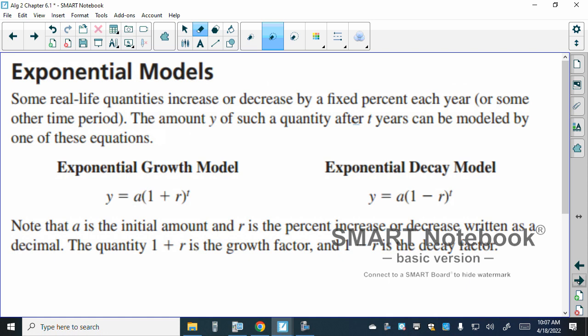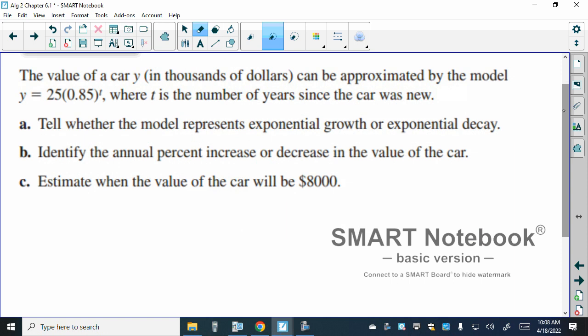Exponential models. So these here you've probably seen in your PFL class if you've taken or taking PFL. Because we can define growth and decay as a times 1 plus r to the t, where r is our rate and t is time. For exponential decay, we're saying a times 1 minus r to the t. Or again, 1 minus r is our rate of decay. So, the value of a car, y, in thousands of dollars can be approximated by the model y equals 25 times 0.85 to the t, where t is the number of years since the car was new.